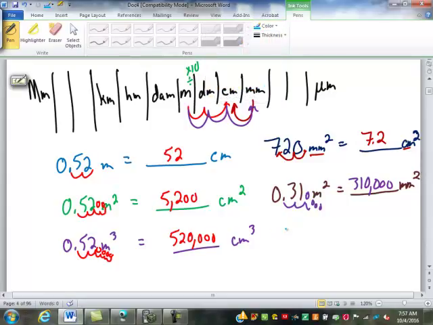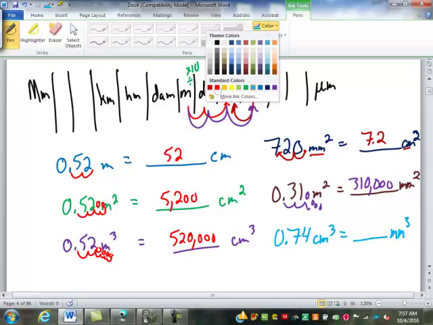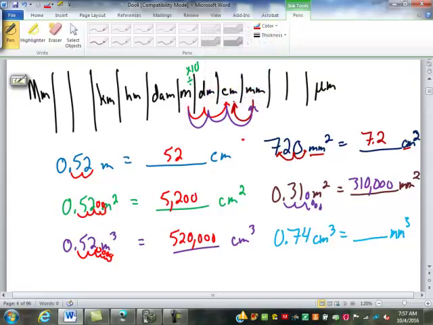Or we might have 0.74 centimeters cubed into millimeters cubed. Centimeters to millimeters is 1 spot to the right on the chart. How far do we have to go? It's not going to be double, it's going to be triple this time because it's cubed. So 3, 1, 2, 3, add a 0. 740. Make sense? So the metric system is actually pretty simple.